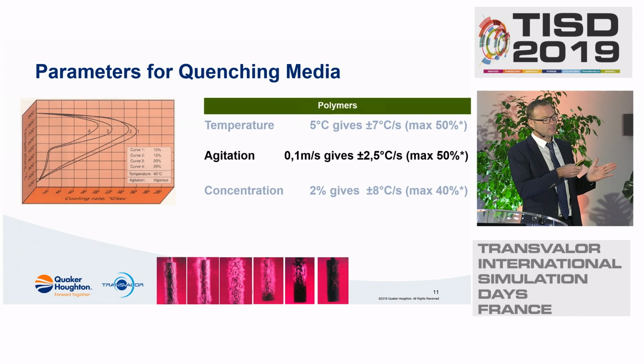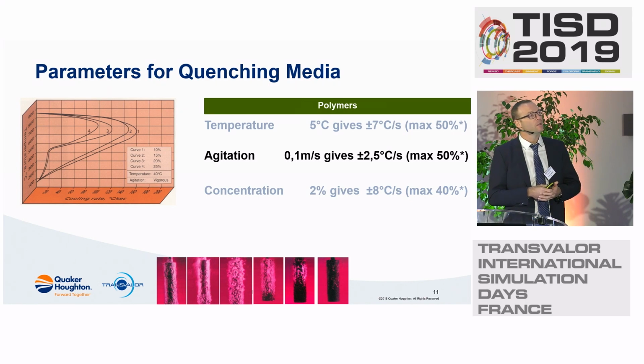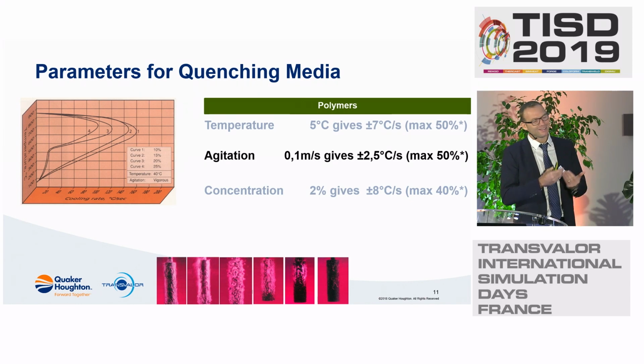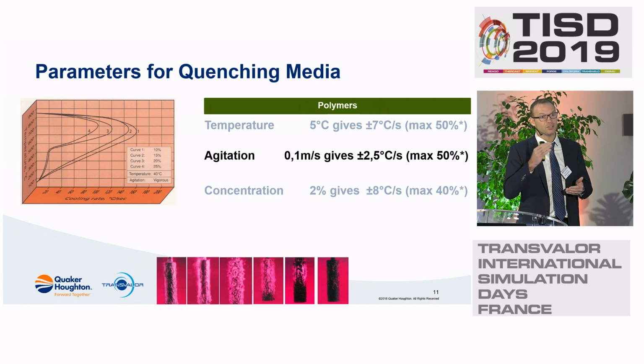So we have seen that for oils, it's very important to control the maximum speed of the initial oil that we use, but the agitation and temperature are not so important. But for polymers, temperature, agitation, and concentration need to be controlled properly to be sure that the heat transfer coefficient will remain the good one.